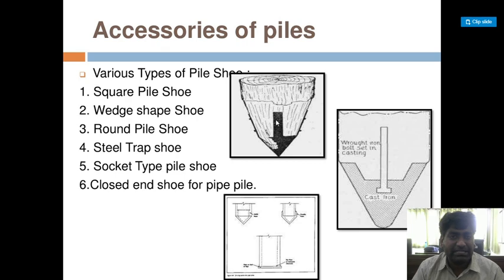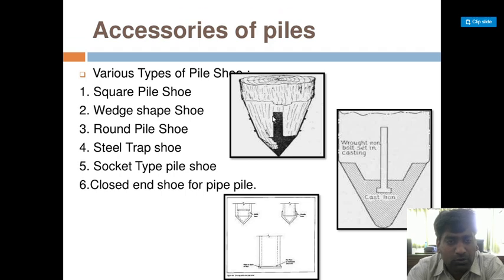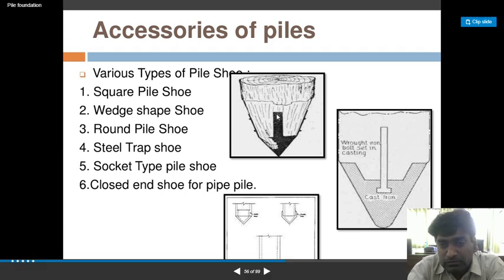Accessories of the piles. Various types of pile shoe are the square pile shoe, wedge pile shoe, round pile shoe, steel type pile shoe, socket type pile shoe, and closed end pipe shoe. In the figure, you can see how a pile shoe looks.